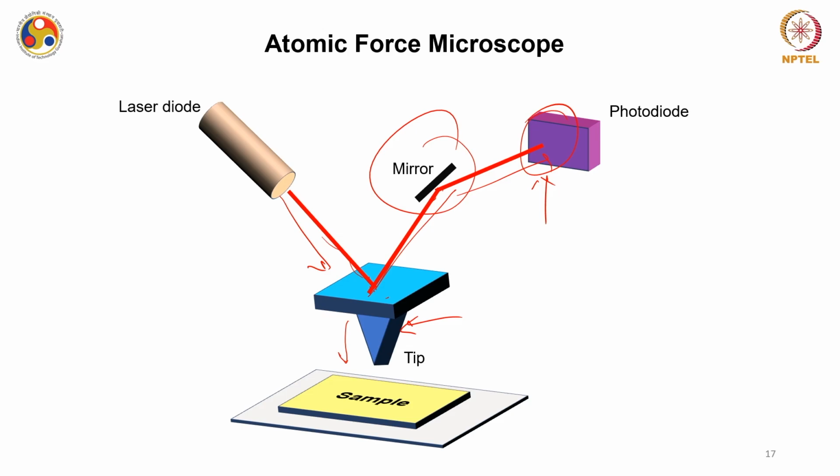Based on this, we'll see how this tip will interact with the sample. There are certain amount of forces that when it comes very close to this sample, the force between tip and sample changes, and accordingly the laser position changes on the photodiode, and these changes are measured, and they can tell about the force between this tip and the sample.